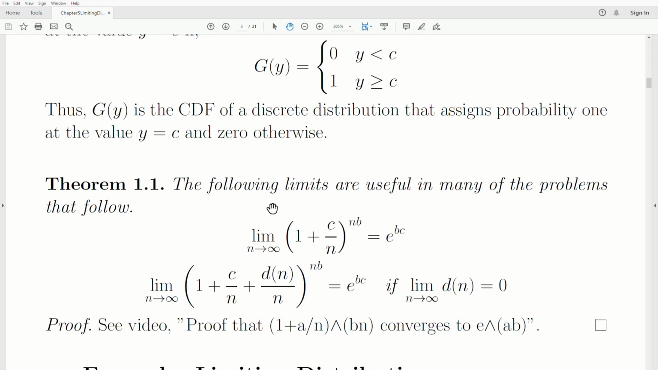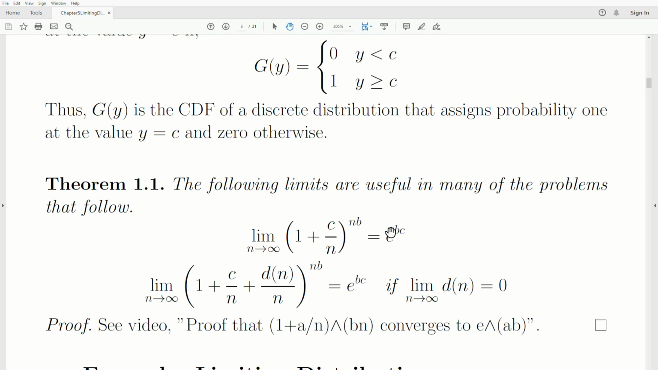Now, two properties that we're going to use throughout this playlist: the following limits are useful in many of the problems that follow. And so it's the limit of 1 plus c over n raised to the nb. That's equal to e to the bc. Now notice that as n goes to infinity, this inside goes to 1 and this goes to infinity. And 1 to the infinity is an indeterminate form. So you have to use a mathematical trick to find this limit. And it's e to the bc.